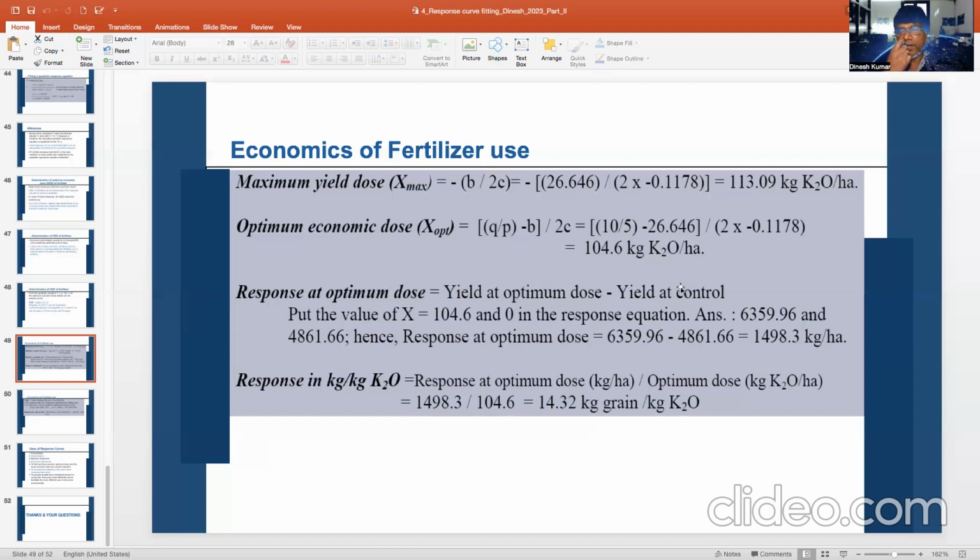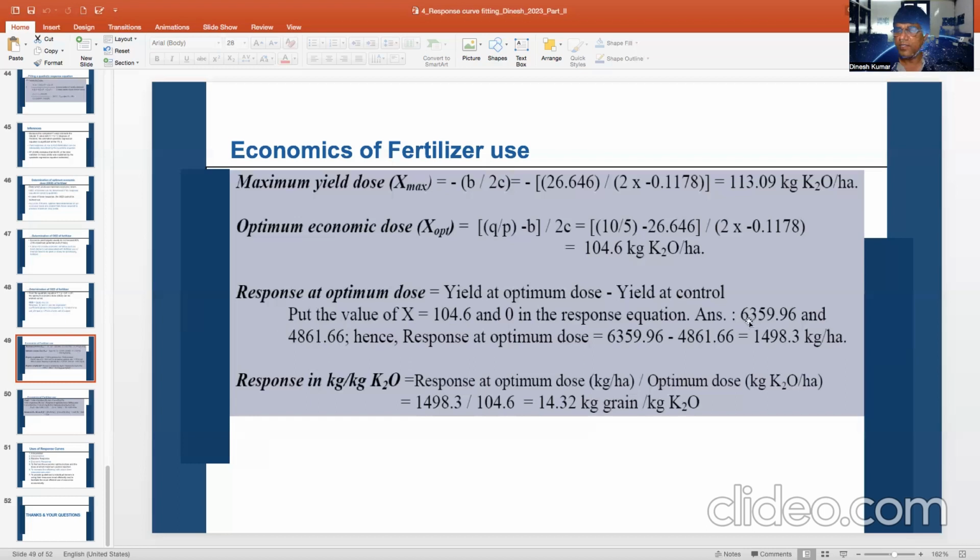You have the equation y is equal to a plus bx plus cx square, where you got values of b, c, and a also. Just put the value of x, so you will get value of y for respective x. Similarly, put the value of x, 104.6, in the equation, and 0 for control in the response equation. So at 104.6, the predicted yield will be 6359.96, and this will be for control.